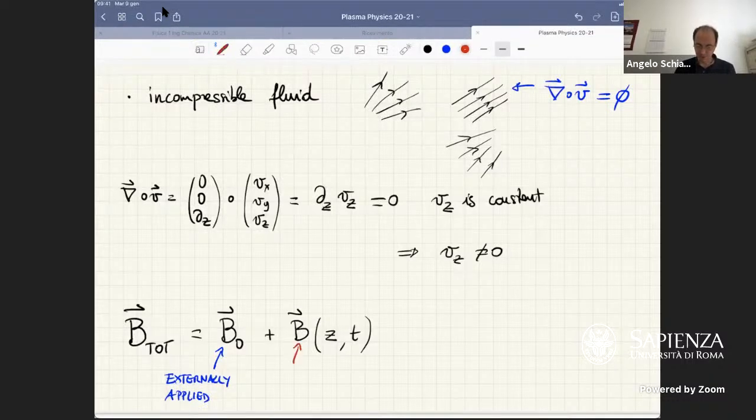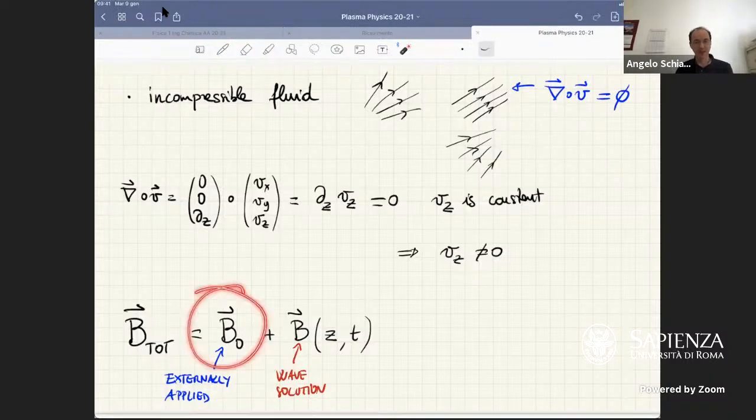And B is going to be the wave solution. Let's say this is the equilibrium value of the B field, and this is the superposition of the equilibrium value plus the wave. But we do not write, as we used to do in the past, the previous derivation, that the wave solution is small with respect to B0. We just leave it like that. So there's no need for it.